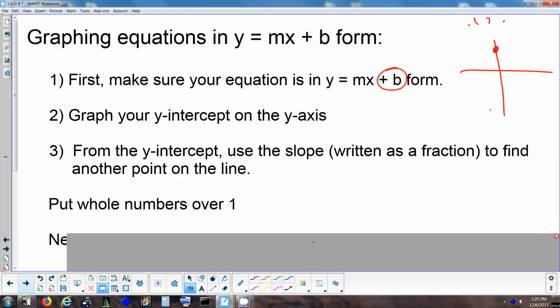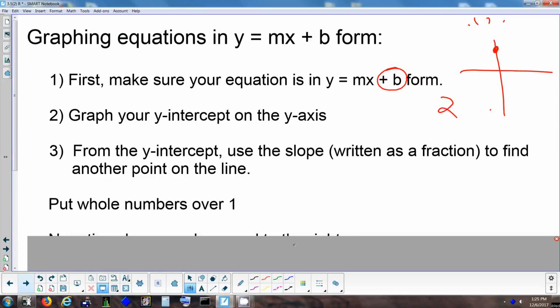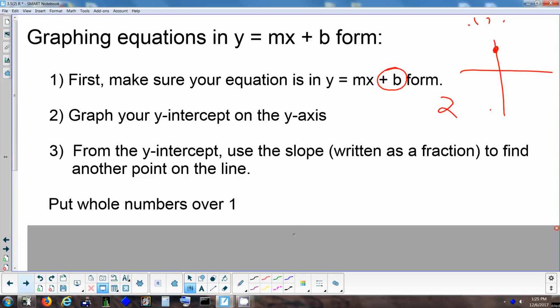If the slope ever isn't a fraction, how can you make it a fraction? Like let's say your slope was negative 2. Put it over one. So guys, any whole numbers, whether they're negative or positive, you can make them a fraction by putting them over 1.